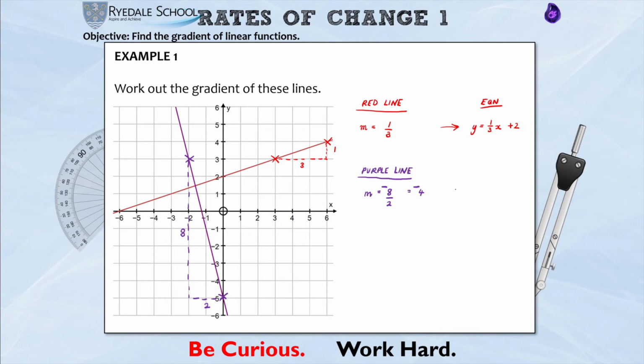If you are interested in the equation of the line, let's just do that whilst we're here. So since the gradient is -4, it would be -4x, and it crosses the y-axis at -5. So the equation of that line would be y equals -4x take away 5.